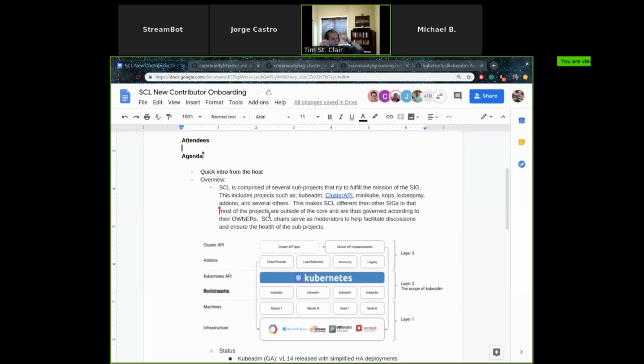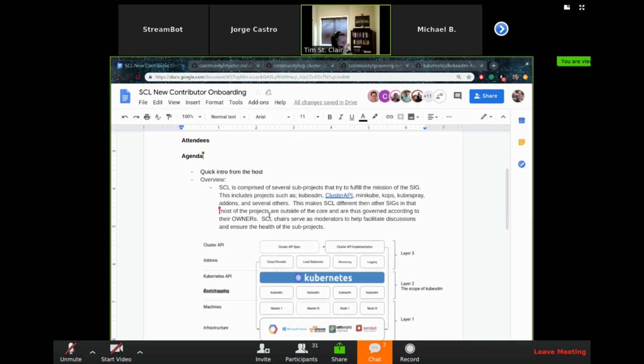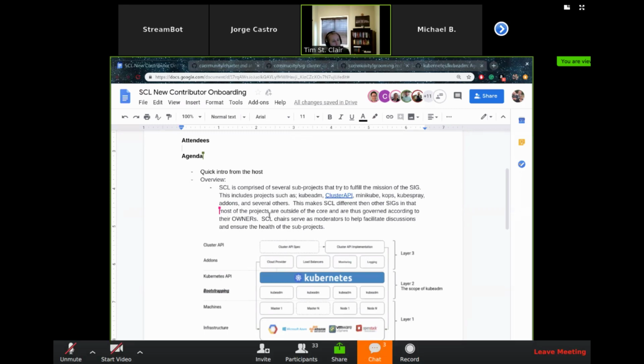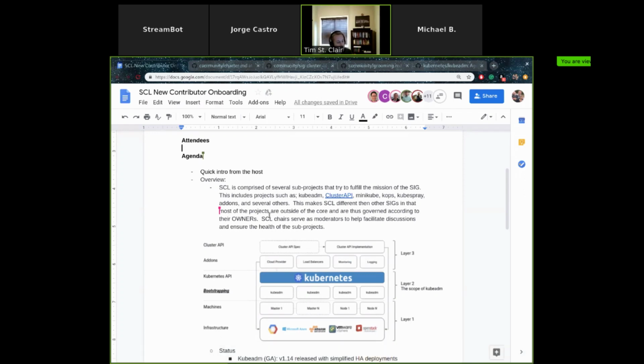So what is SIG cluster lifecycle's purpose? How did we even get started? Back in 2016, there were a lot of tools that existed out in the ecosystem around provisioning clusters. And there were vendors that no longer exist today that were in this space as well. There was a common theme in the ecosystem that Kubernetes was hard to deploy and manage. And even with the tooling we have today, it can still be a little bit difficult to do.